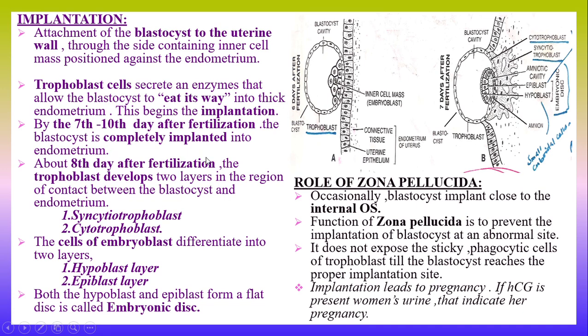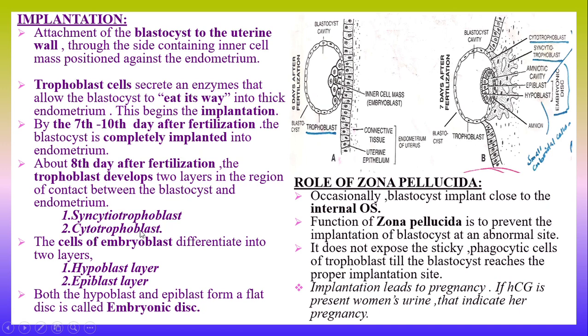About the 8th day of fertilization, the trophoblast develops a two layer in this region, contact between the blastocyst and the endometrium. இந்த பாரு 8வது நாள்ல, 7வது நாள், 8வது நாள்ல எல்லாம் பாத்தீங்கன்னா இந்த trophoblast cells இருக்கு இல்லையா, இந்த trophoblast cells forms two layer. ரெண்டு லேயரா ஃபார்ம் பண்ணுது. ரெண்டு லேயர் என்னென்ன? Syncytiotrophoblast, cytotrophoblast. நல்லா கவனிச்சுக்கோ.